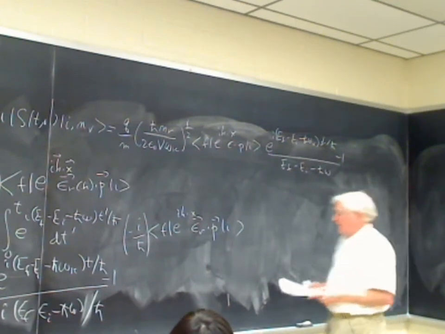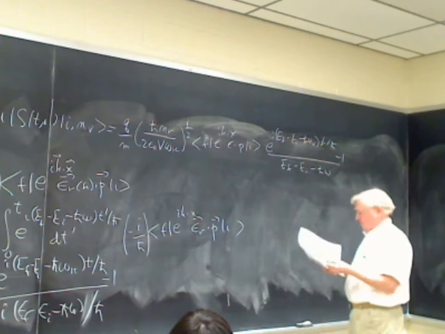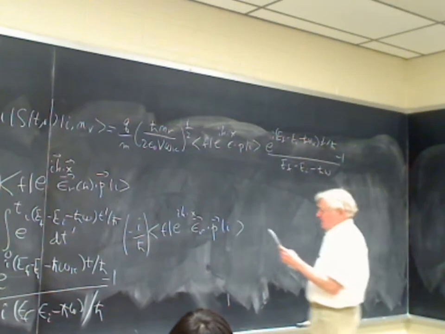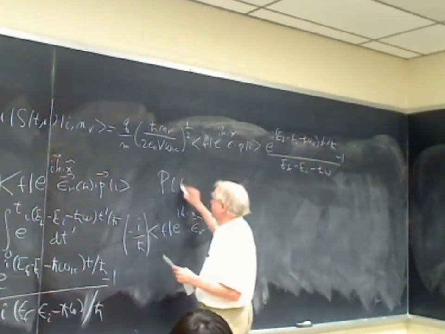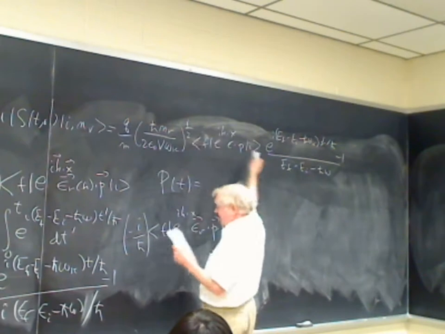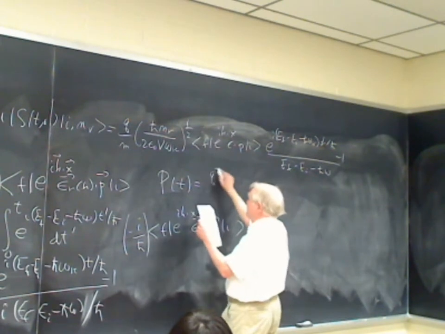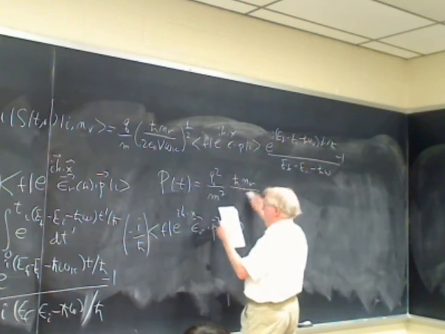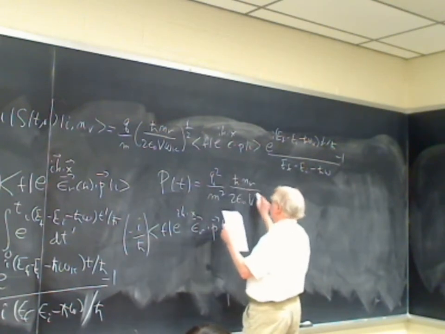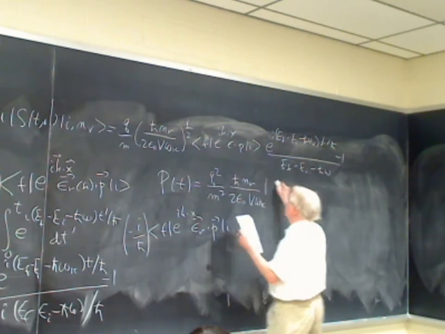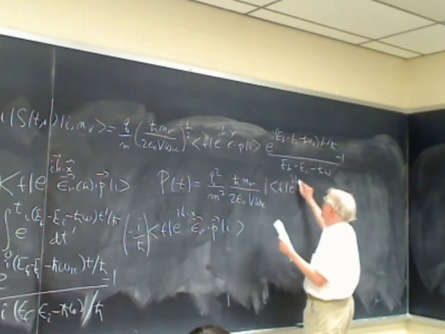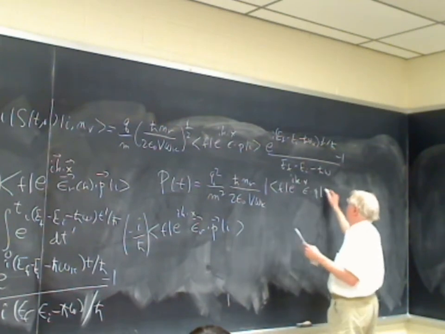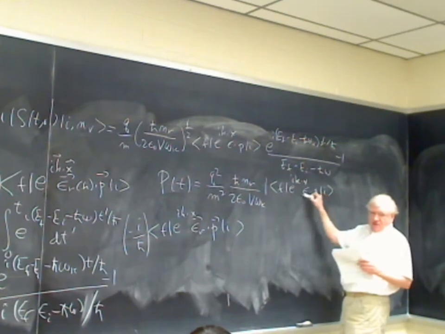So, what's next? Well, the probability of the transition is this thing here squared, and so that's q squared over m squared, ħN_R over 2ε₀Vω_k, times this matrix element <f|e^(ik·x) ε·p|i> squared. Remember, this is ε_R(k).